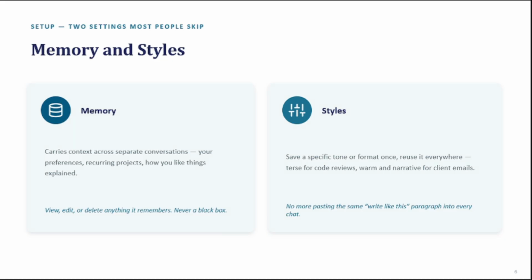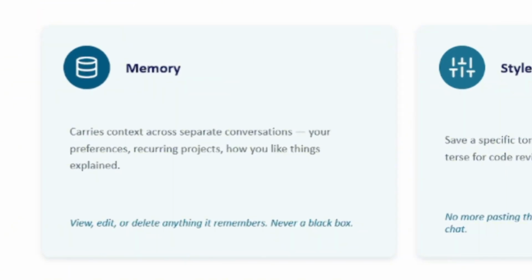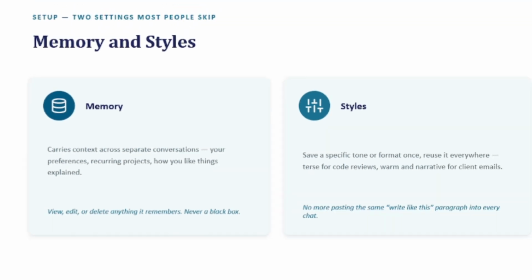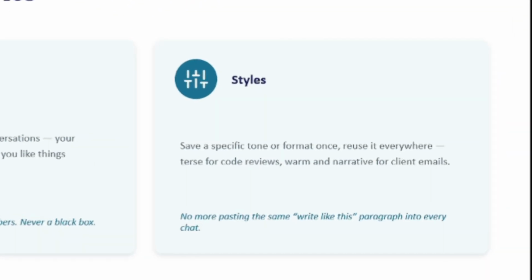Now, 2 settings most people never touch. Memory lets Claude carry context across separate conversations. Your preferences, your recurring projects, how you like things explained. You can view, edit, or delete anything it remembers, so it's never a black box. Styles let you save a specific tone or format once and reuse it everywhere. Technical and terse for code reviews, warm and narrative for client emails, whatever you actually need. Once that's saved, you just tell Claude which style to use, and it applies instantly. No more pasting the same, "Please write like this" paragraph into every new chat.